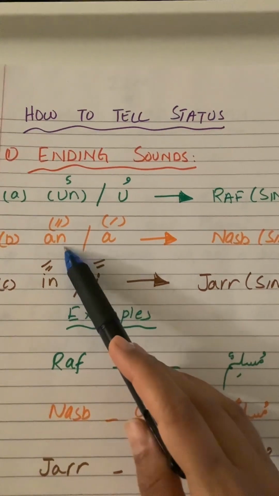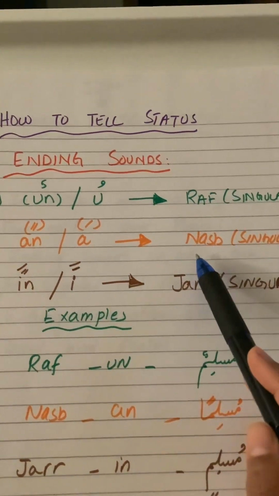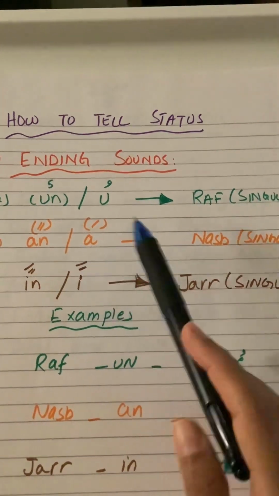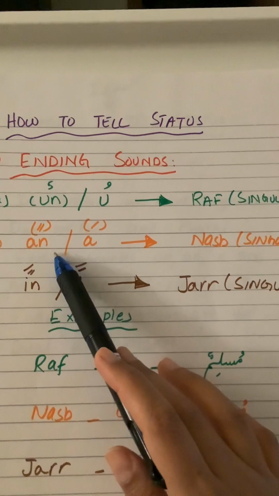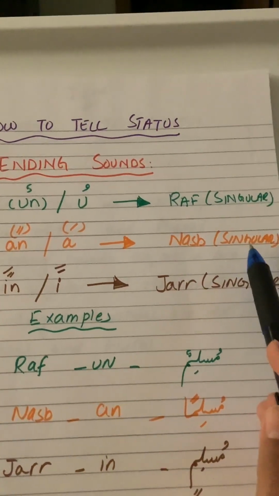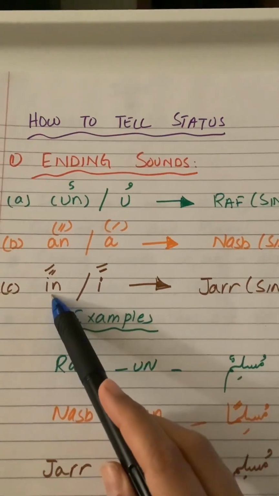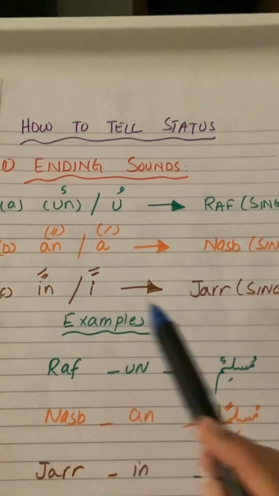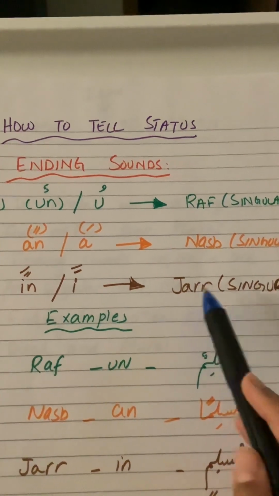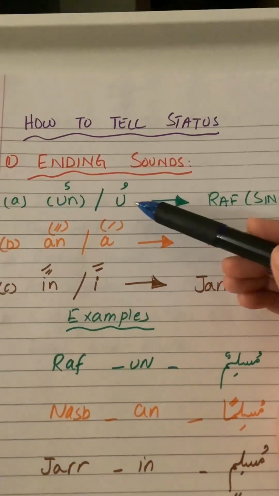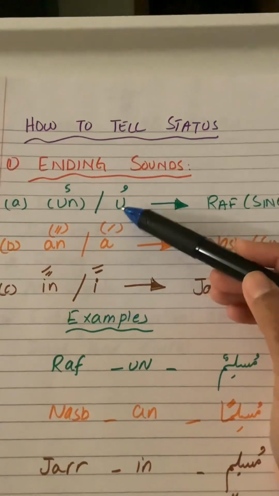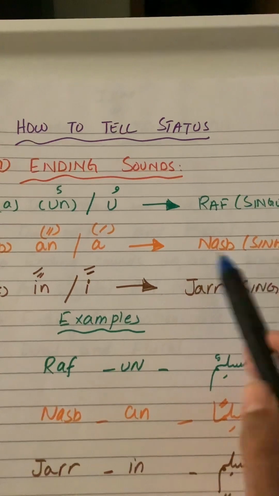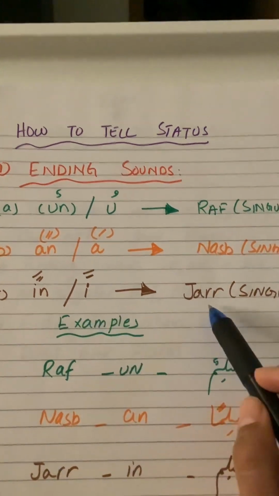Then if the sound is an or a, that means this word is nasb, and it's also singular. Like musliman, that kind of word is going to be a nasb, and it's going to be singular. The third kind of sound is in or e, and if you get this kind of sound like muslimin, then that word is jar and it's singular. So we see that there are three kinds of sounds: un or u, that will be rafa; an or a, that will be nasb; and in or e, that will be jar.